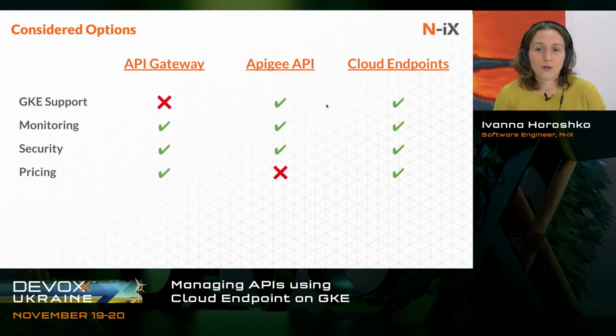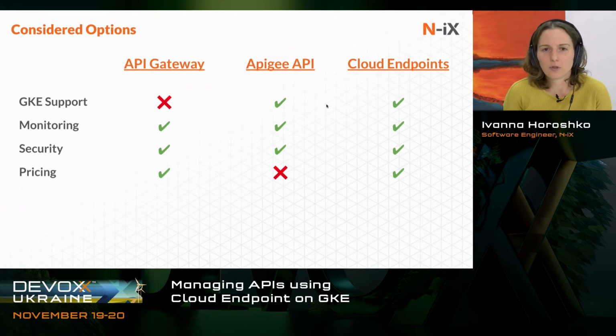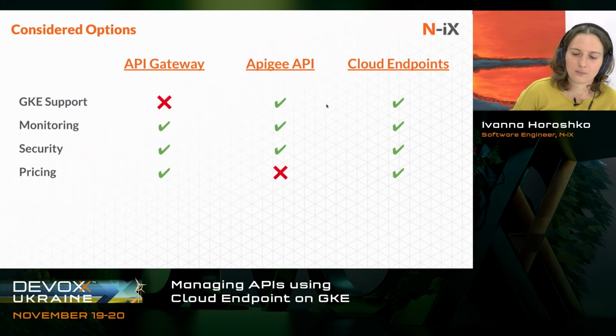And the last one that we found on GCP is Cloud Endpoints. Spoiler alert, that's the one I'm going to talk about next. It does support integration with GKE. It provides out-of-the-box monitoring functionality. You can have security on the level of the Cloud Endpoint, so you don't have to bother with it inside your services. And the pricing was acceptable. There is actually a free usage quota. If you exceed it, then you have to pay, but I don't remember the numbers. It was acceptable for our products, so we decided to go ahead and use it.